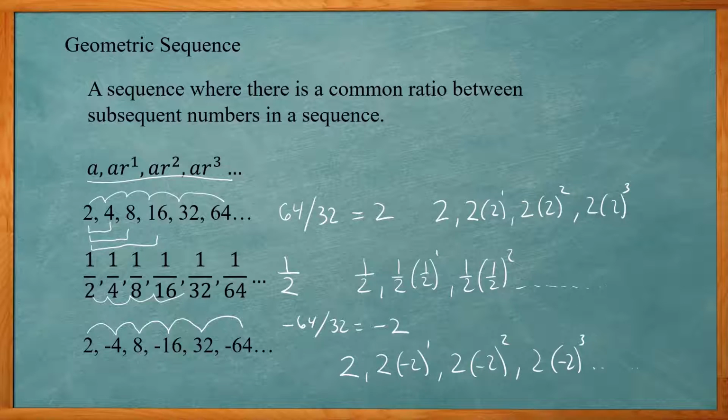Okay, so when we have an even number of negatives, we get a positive number. If an odd number of negatives, we get a negative number. So if we see it switching from positive to negative, positive to negative, then your common ratio has to be a negative number.